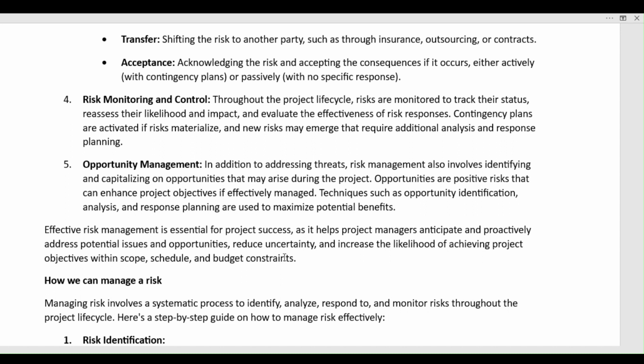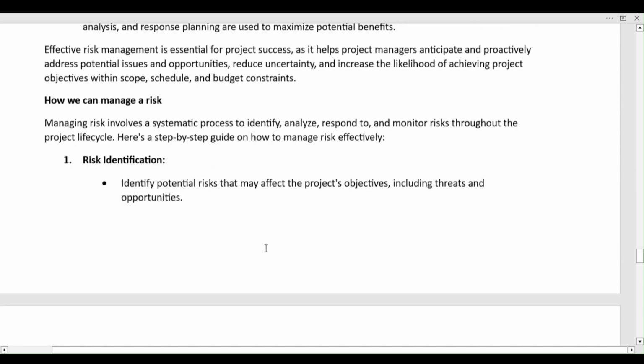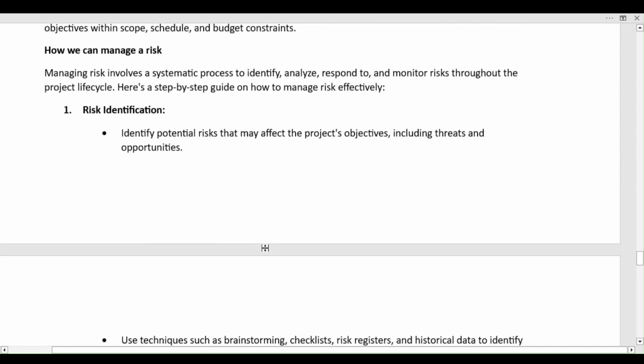So, effective risk management is essential for project success, definitely, as it helps project managers anticipate and proactively address potential issues and opportunities, reduce uncertainty, and increase the likelihood of achieving project objectives within the scope, schedule, and budget constraints. So let's move on to the next part of the video, which is how we can manage a risk.